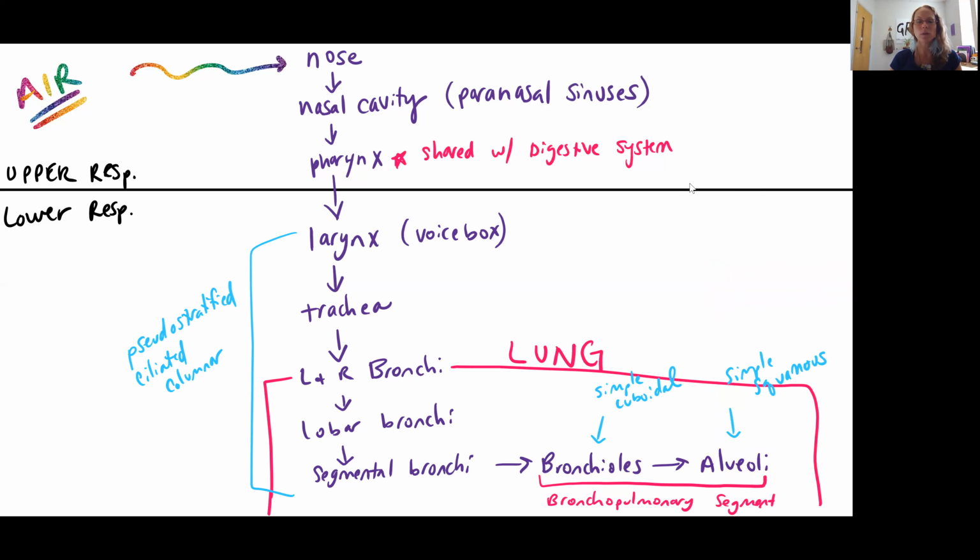We see that the majority of the respiratory tract is lined with pseudostratified ciliated columnar epithelium. Then as we get into the bronchioles, we start to see simple cuboidal epithelial tissue. And then of course the alveoli, the site of gas exchange, have simple squamous epithelium, which is important because it's easy for those gases to move across.